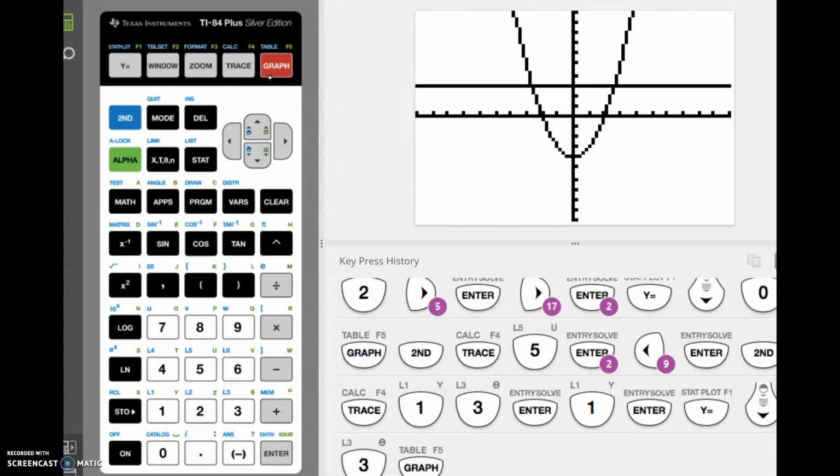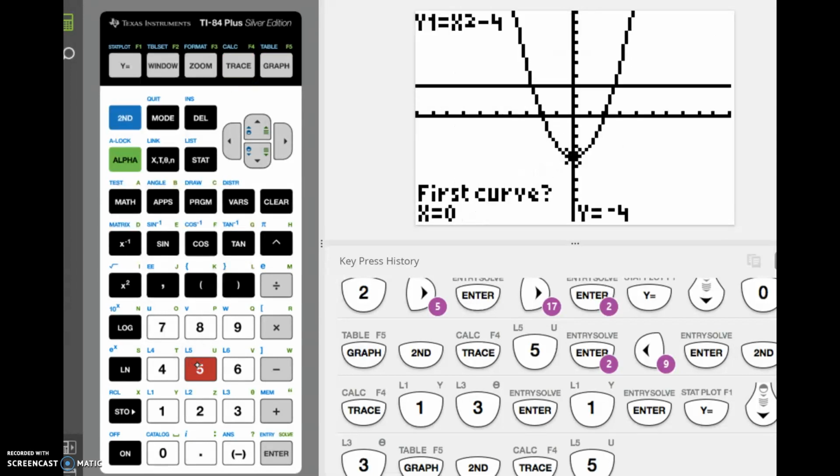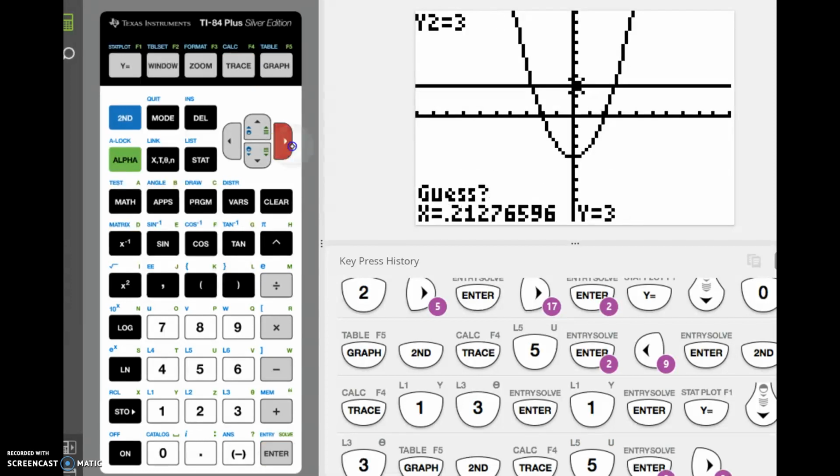Okay. So for this, I would just go ahead and do second trace, and then intersect. So let's say I want to look at the one on the right. There's only 2 equations here, so I can just hit first curve, second curve, and I'll move it towards the intersection on the right there, hit enter, and I get my corresponding y value. Okay, so that's pretty straightforward.